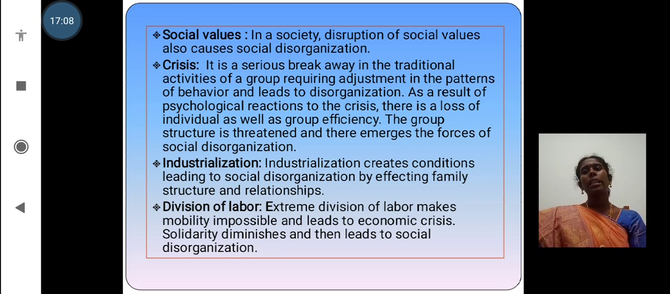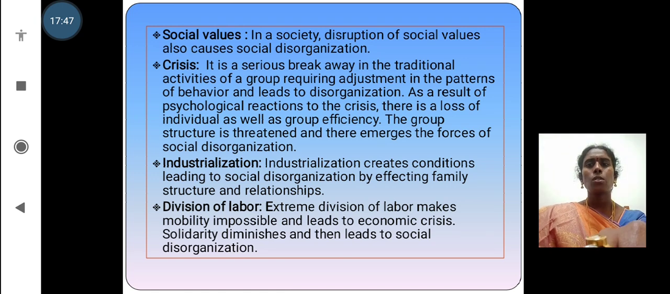Then division of labor. Extreme division of labor makes mobility impossible and leads to economic crisis, solidarity diminishes, and then it leads to social disorganization. Extreme division of labor makes people move from one place to another, which leads to economic crisis. The solidarity diminishes, and breaking the solidarity leads to social disorganization, because automatically the human beings are split up across various places.